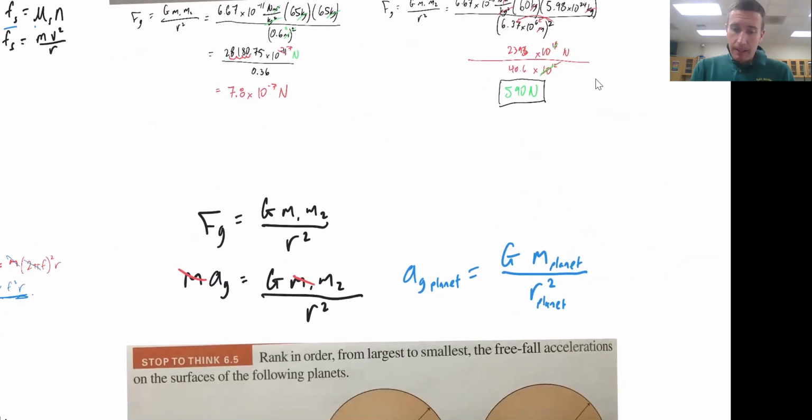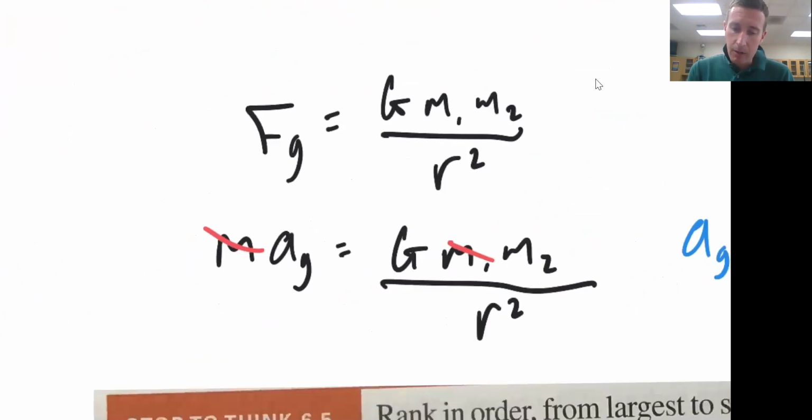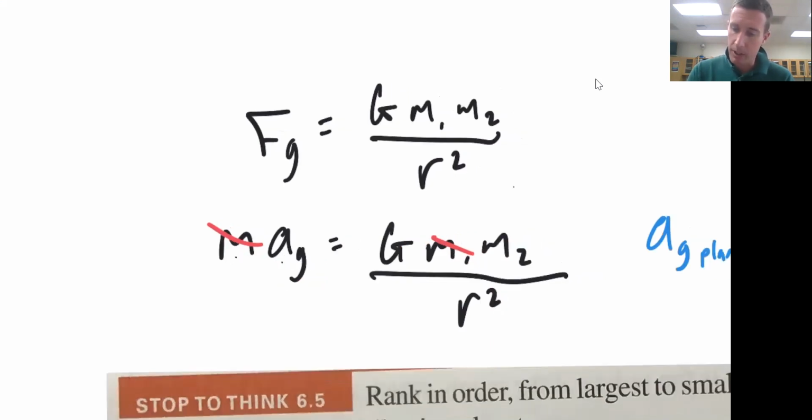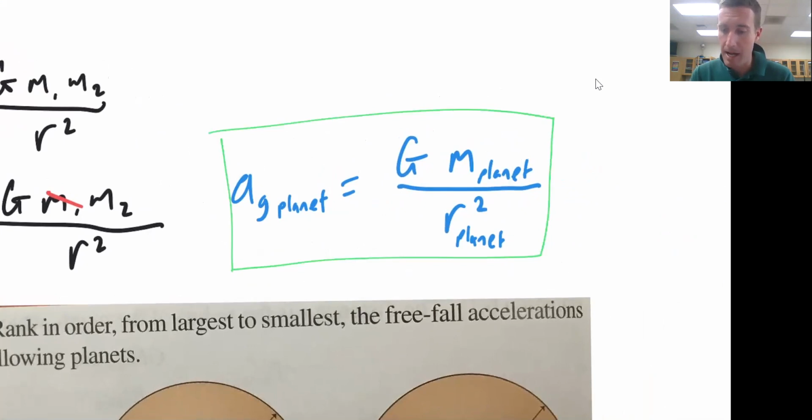Another piece to mention, I can take that force of gravity and say that the force of gravity is also equal to mass times acceleration. And since that leaves me with the mass of the person on both sides, I can cancel that. The acceleration of gravity is equal to the gravitational constant times the mass of the planet or the object that you're on over r squared. So let's check that. Acceleration due to gravity of a planet is equal to the gravitational constant times the mass over the radius of the planet squared.